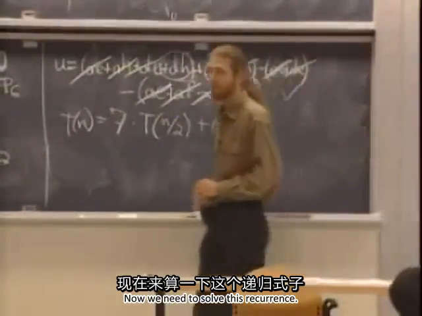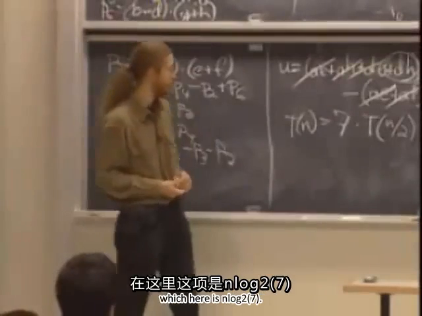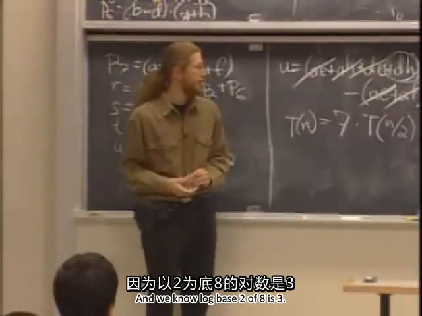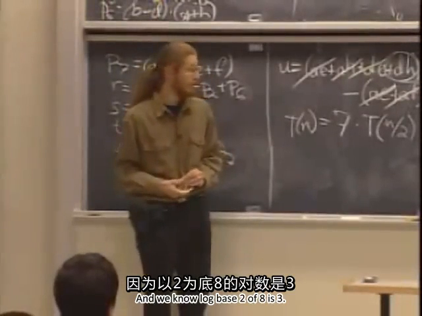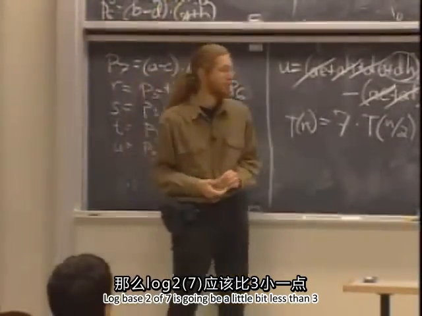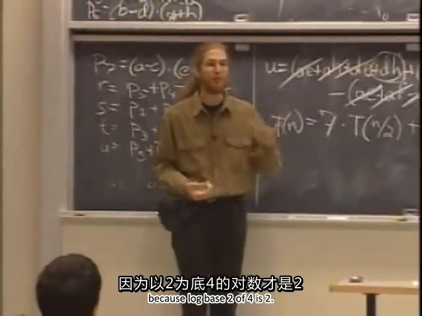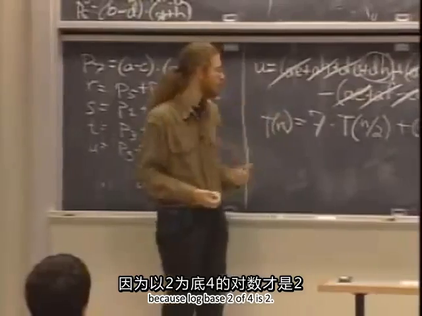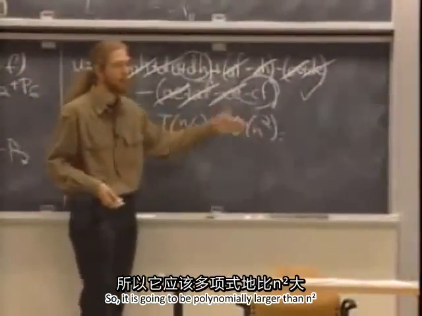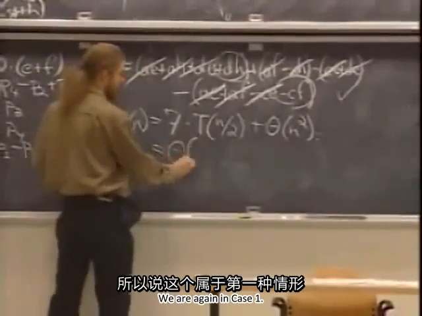So now we need to solve this recurrence. We compute n to the log base b of a, which here is n to the log base 2 of 7. We know log base 2 of 8 is 3. Log base 2 of 7 is going to be a little bit less than 3, but still bigger than 2, because log base 2 of 4 is 2. So it's going to be polynomially larger than n squared, but polynomially smaller than n cubed. So we're again in case 1.